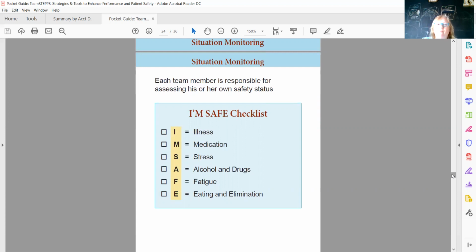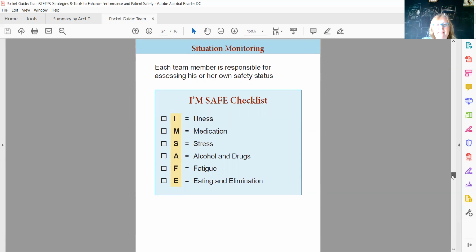We have to find ways to do it better. But that's a checklist for yourself, the I'm safe checklist. What I love about TeamSTEPPS is that it's so practical for the real world. All right, let's move on.